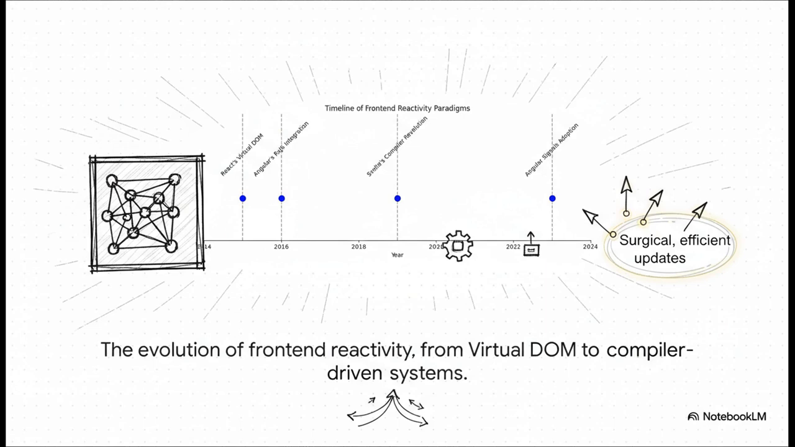We are witnessing a quiet revolution in how front-end apps are built. We've moved from the kind of broad, sweeping updates of the virtual DOM and early React all the way to these hyper-precise, fine-grained systems. And the latest evolution in this is something called signals, which is a paradigm that's all about making surgical, incredibly efficient updates.